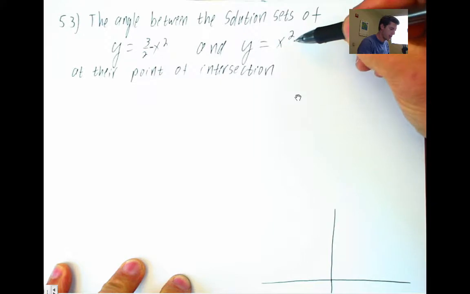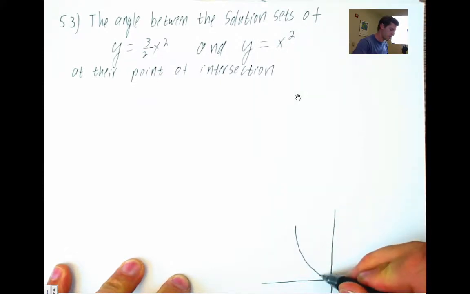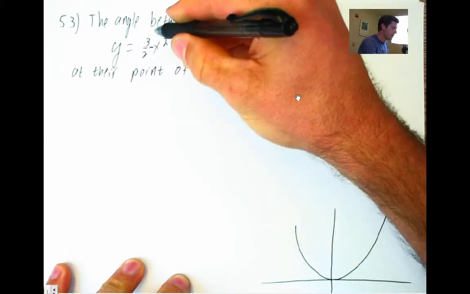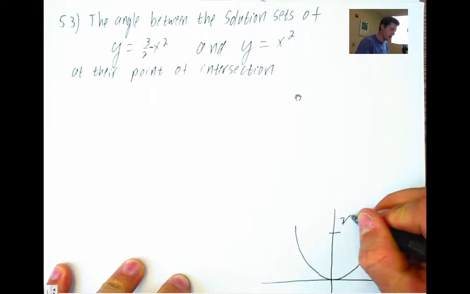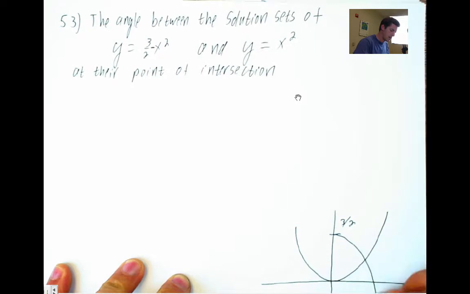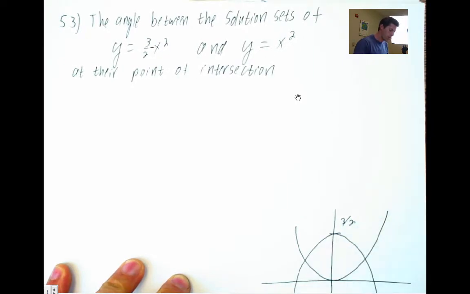I've got y is equal to x squared. Solution set is a familiar parabola. 3 halves minus x squared, that's a parabola whose top is at 3 halves, and it cups down. Oh, there'll be 2 points of intersection then. Okay, so let's take a look at this one.